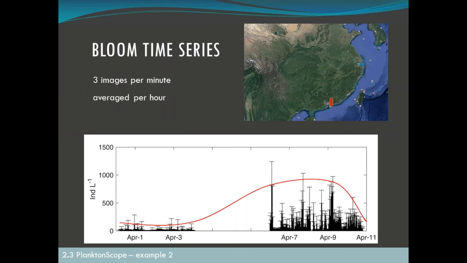So with those, for about 3 weeks, we got roughly 500,000 images. We couldn't afford the computational time to process all the images, so we just took a subset of the images. We processed roughly 3 images per minute, then we averaged over an hour to look for the trend.